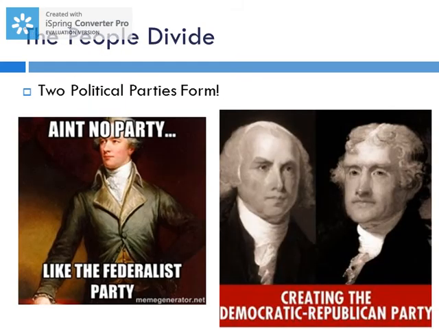And he had good reason to be concerned. Very soon after Washington leaves, two political parties form: the Federalist Party and the Democratic Republican Party. The old Federalists and Anti-Federalists kind of split off here, and we have two different ideas of what this new nation should look like and how it should be set up.